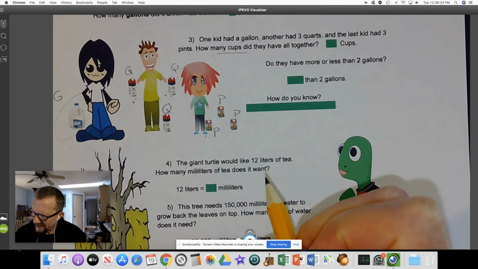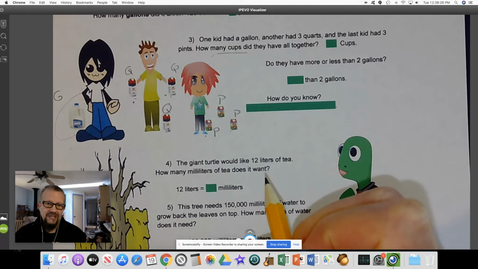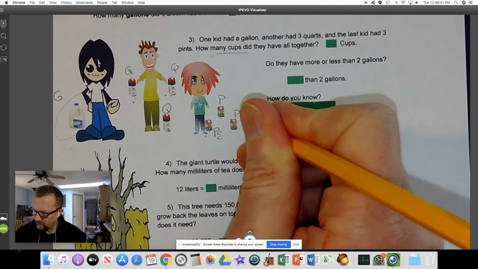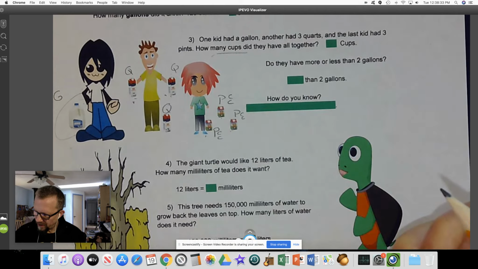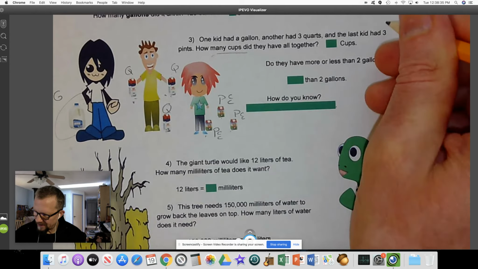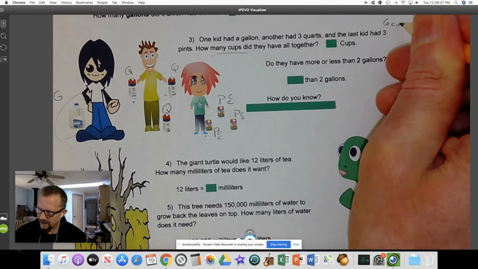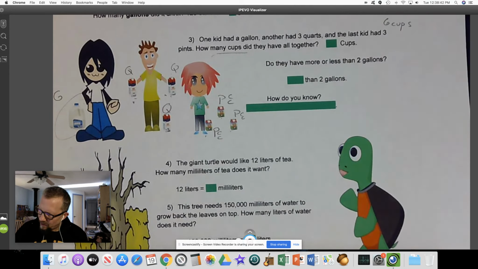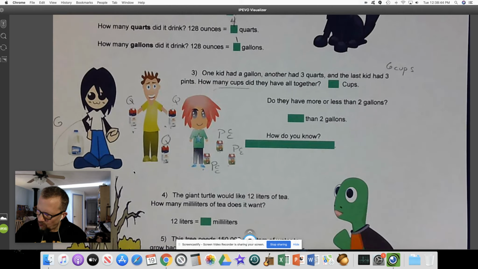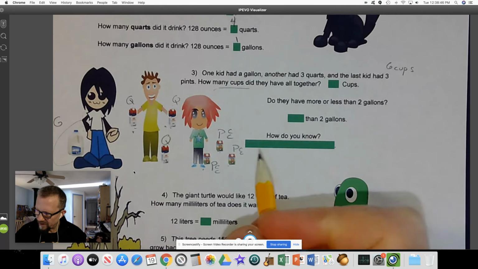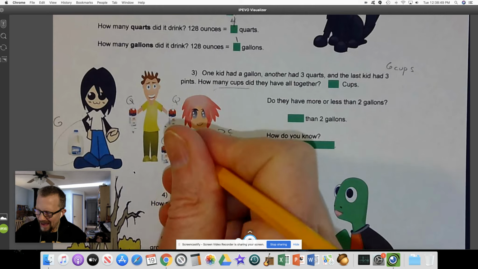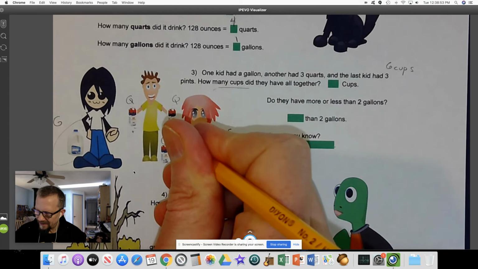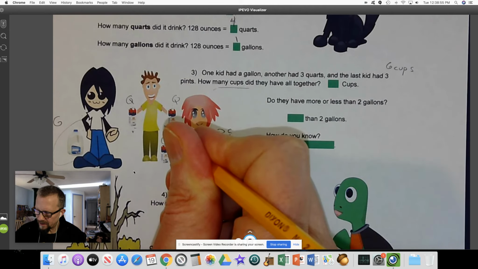So we've said a couple times already looking at the land of G that there are 2 cups in every pint. So I know there's 2 cups in every one of these pints, which looks like 6 cups. The 3 pints is 6 cups for that kid. And when we're talking about quarts, we know there's 2 pints in a quart, so we have to double it. So there's 8 cups. No, I'm sorry, 4 cups in every one of these quarts.